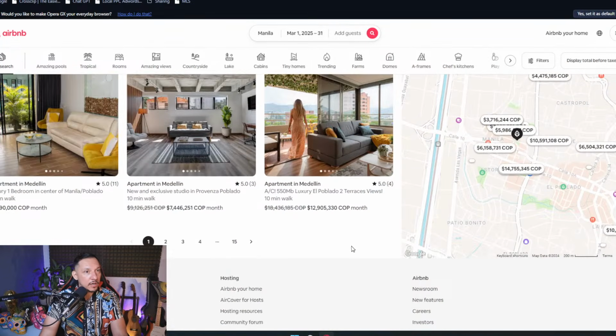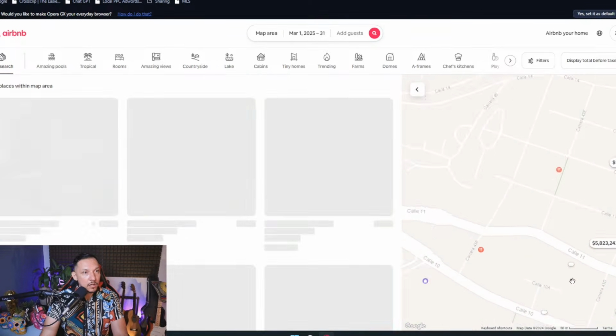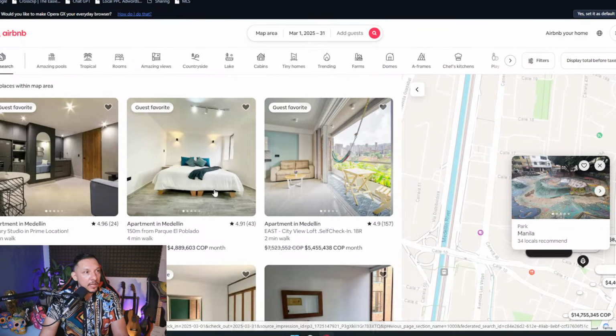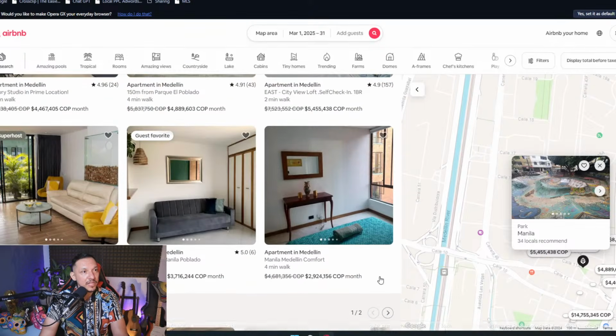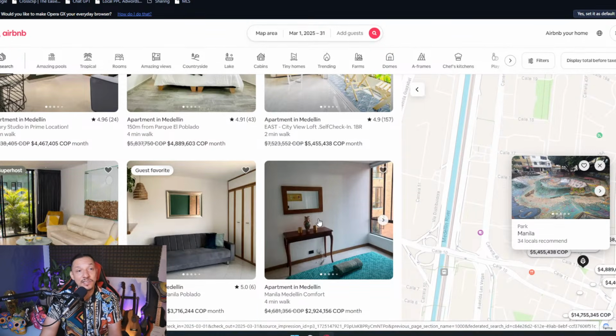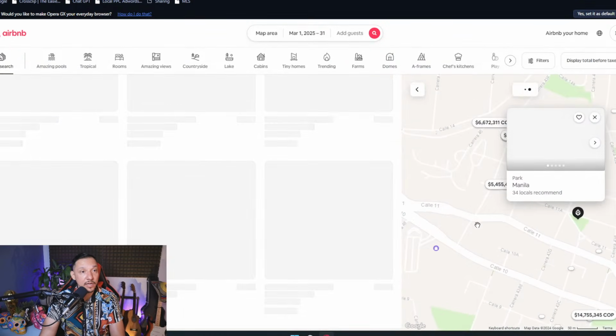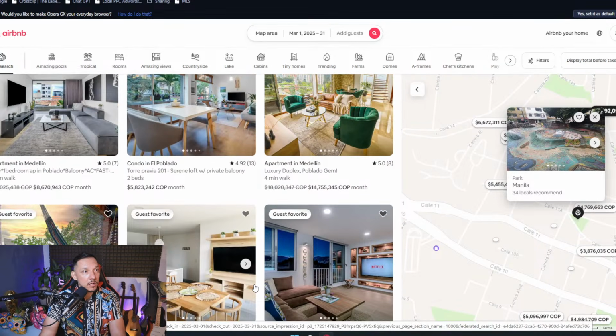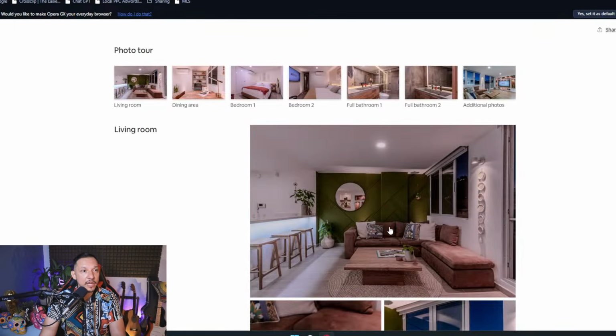I don't see it here. Maybe if I zoom in, you can tell the difference between something that's remodeled really well and something that's just not remodeled or catered to a higher end. Yeah, here we go. Here's one of them. This is one of mine right here.